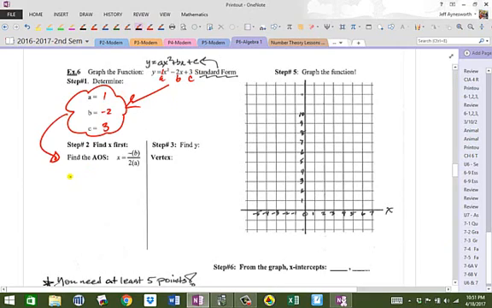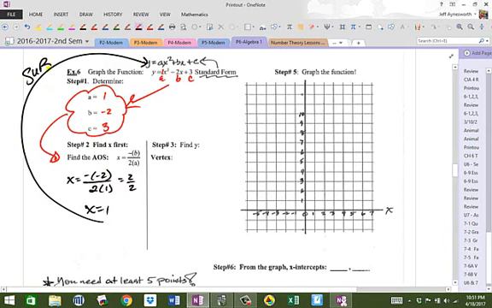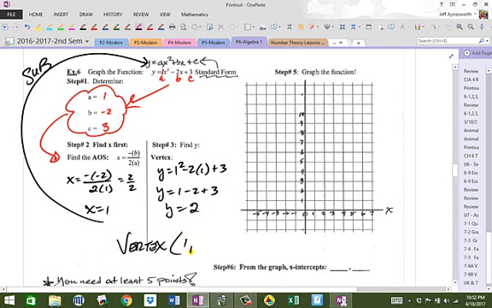So let's find the axis of symmetry and the x-coordinate first. We got negative b over 2a, so negative of -2 divided by 2 times a. That's 2 divided by 2, so x equals 1. Then we take this and we substitute it back in. All right, so y is equal to 1 squared minus 2 times 1 plus 3. So you get 1 minus 2 plus 3. And let me see, that's -1 plus 3 or 2. So the vertex is 1, 2.